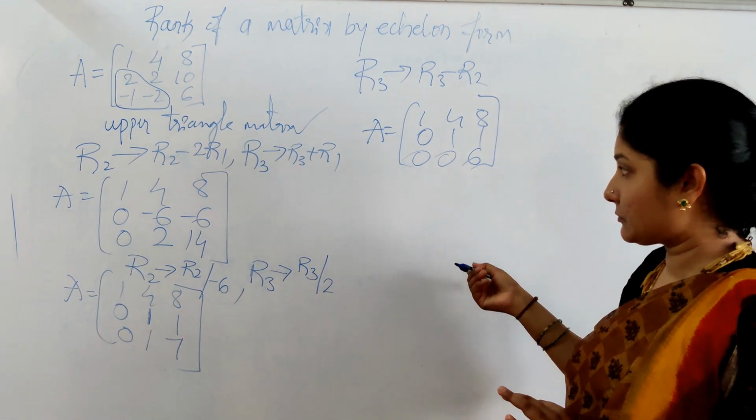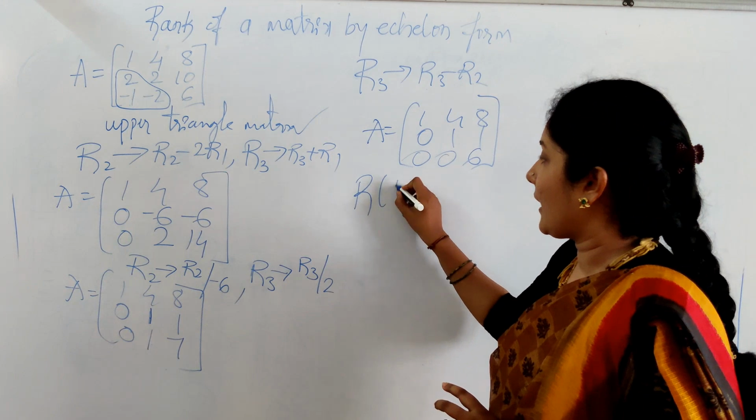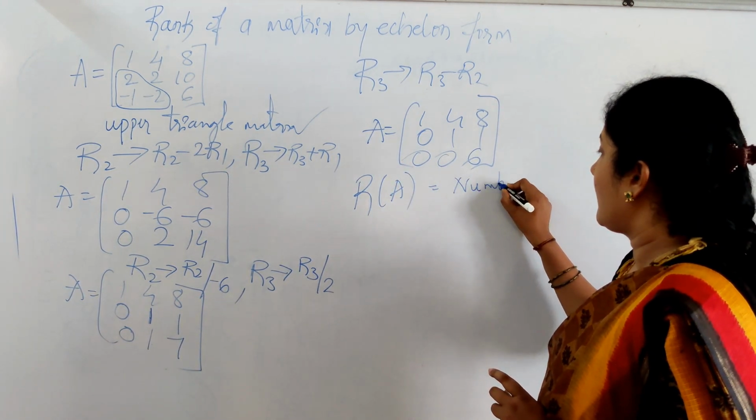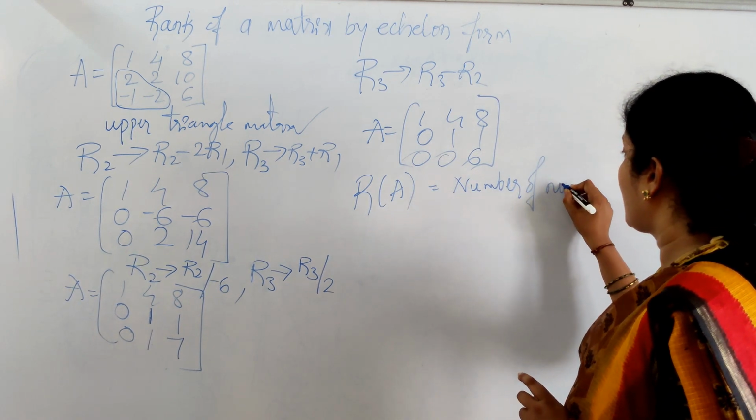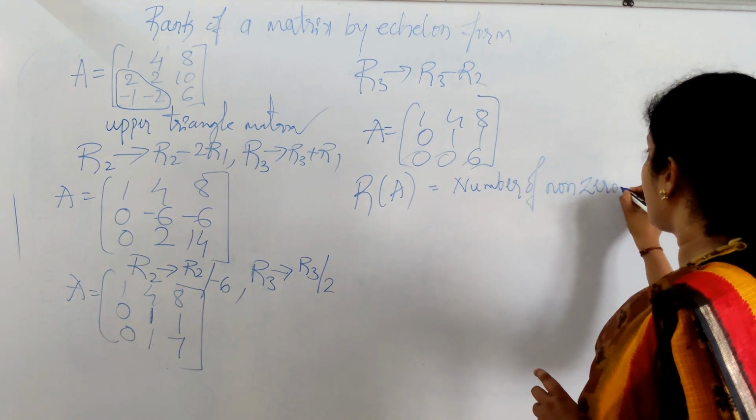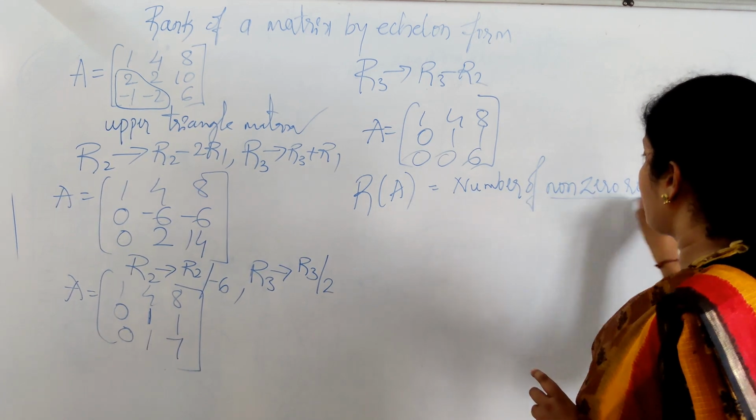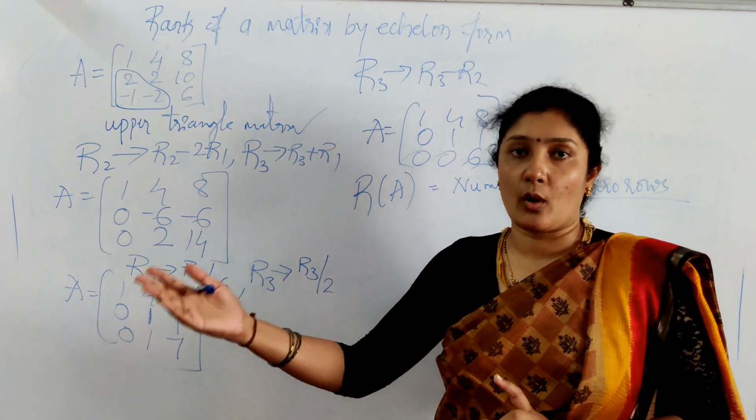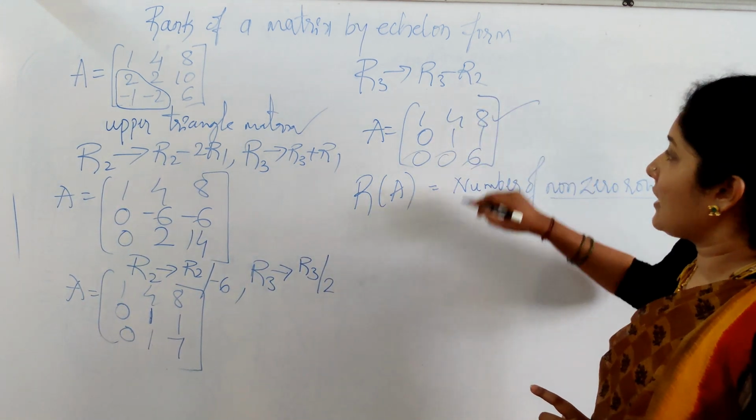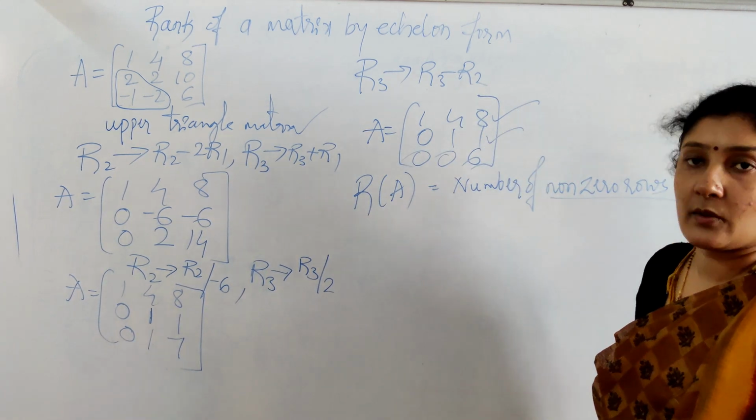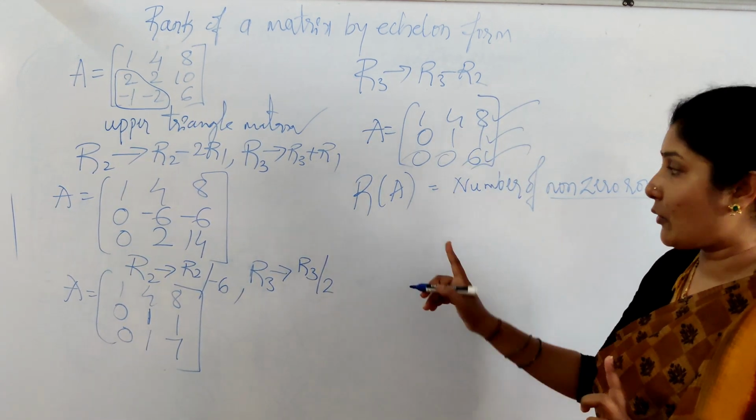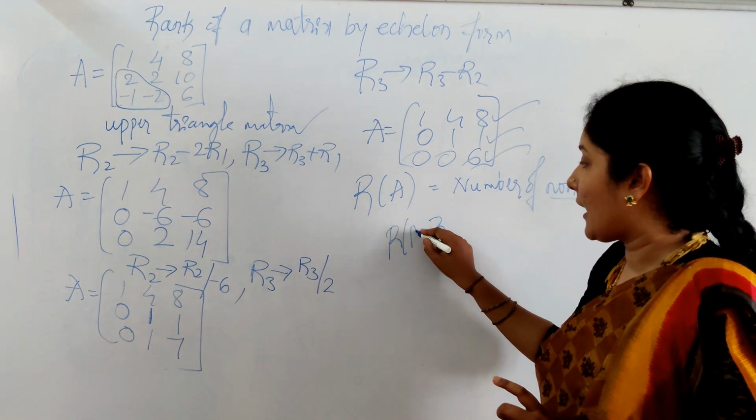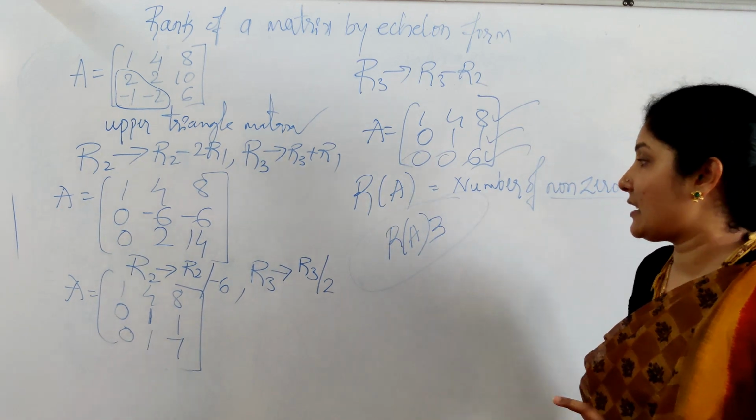After this, we can find out the rank. The rank of the matrix A is nothing but the number of non-zero rows. Non-zero rows means there should not be any zero row. So this is a non-zero row, and this is a non-zero row, and this is also a non-zero row. So how many non-zero rows are there? That is 3. Therefore, the rank of this matrix is 3.